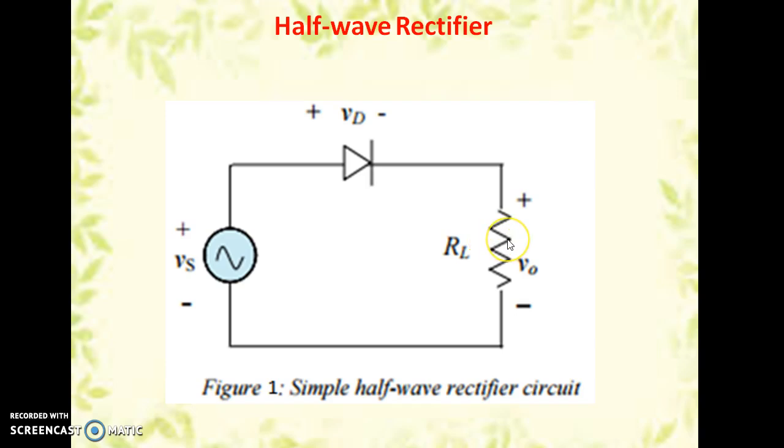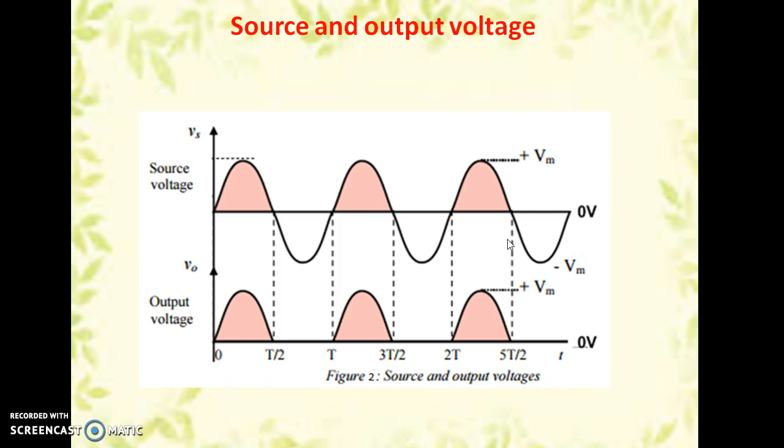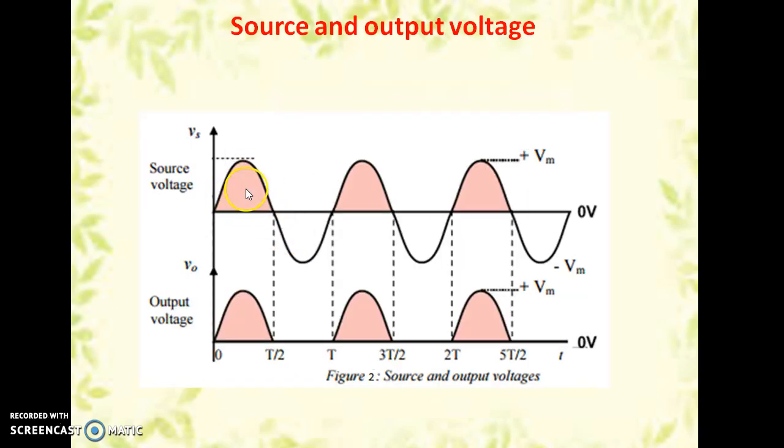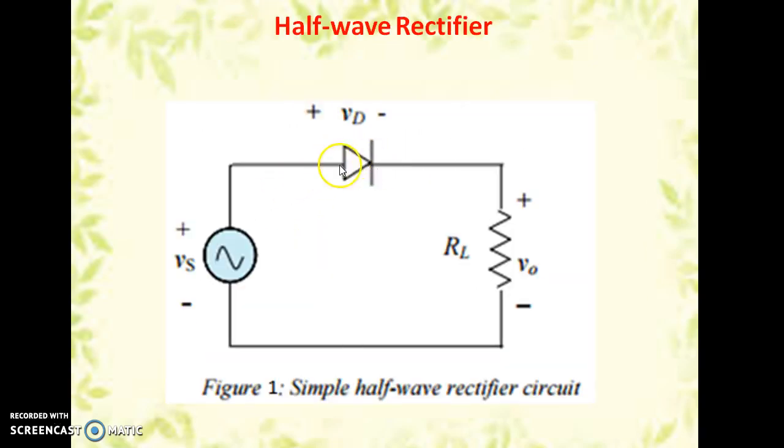We can see this with the help of waveforms like that one. This is the source voltage, the AC voltage which we are applying here. This is the positive half cycle, negative, positive, negative. Positive half cycles are indicated by pink shaded cycles. This is the source voltage Vs, and the maximum value of the source voltage is Vm. During the positive half cycle, you can see from here, the diode will conduct.